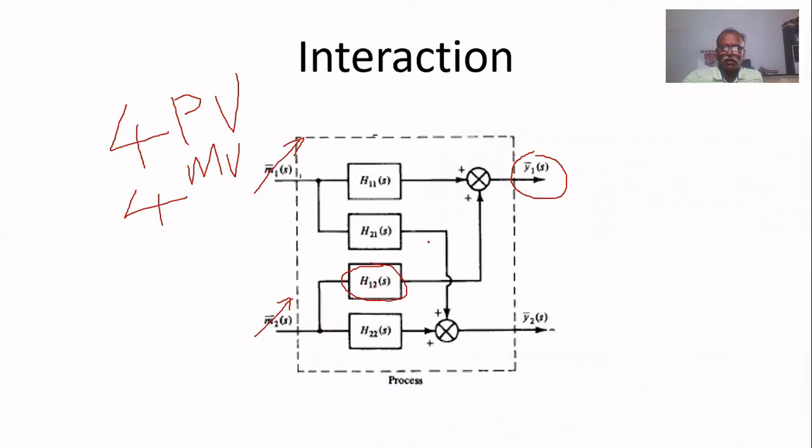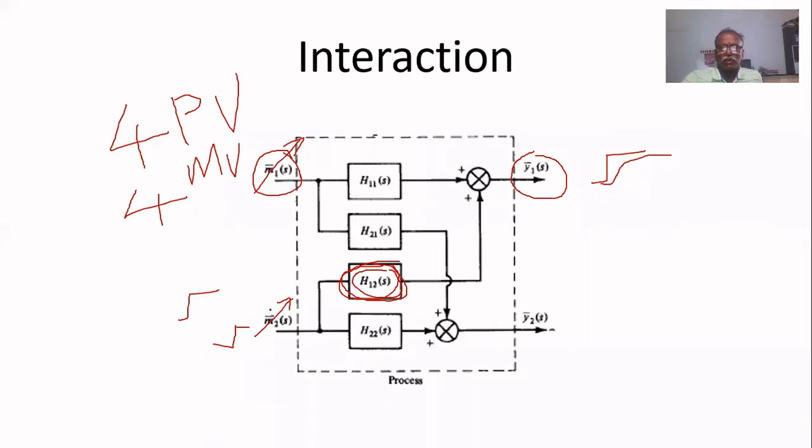The first subscript 1 is for output. The second subscript is for input. H12 is a transfer function: if a step change is given in M2, then observing Y1 while keeping M1 constant, you will get a response like this. From this, you can model this process. So this is the model between Y1 and M2, called H12.